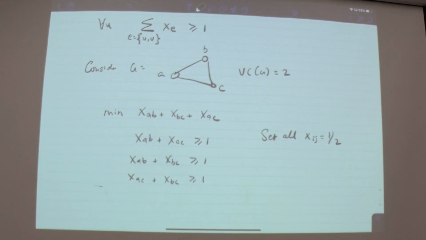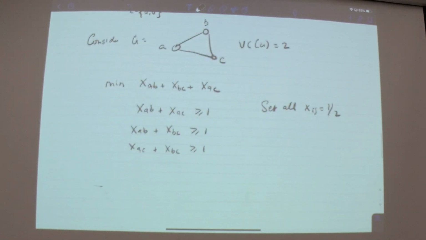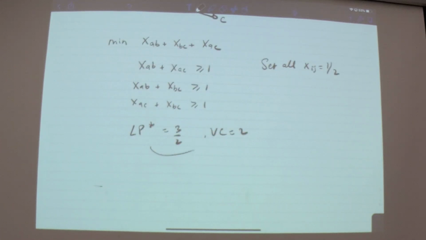Which means that in general, for this problem of vertex cover, if you wrote this linear program, you cannot guarantee that you will get the optimal integer solution. There's a fundamental difference. And so we'll write here, this is the LP star is equal to 3 over 2. The vertex cover is equal to 2. And this is what is called integrality gap.